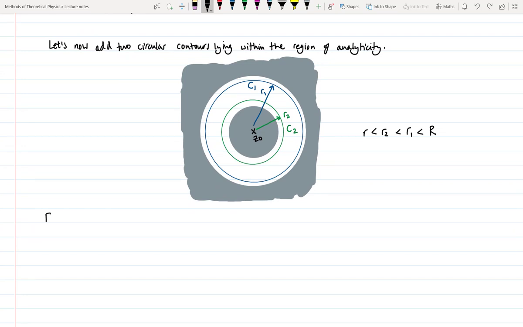I'll note here, for some point w, first of all let's consider w lying on the circular contour C1. We've let the distance w minus z0 equal this radius r1. Similarly, for a point w resting on the contour C2, we have that w minus z0 is this second radius r2. I'm noting these because it'll be important in manipulations that we do later.